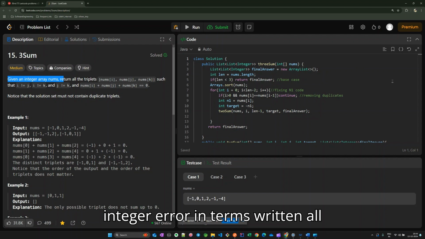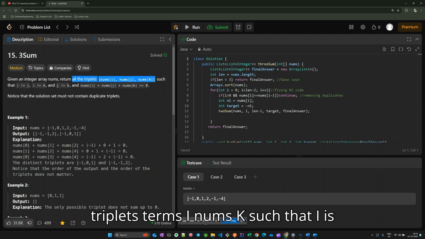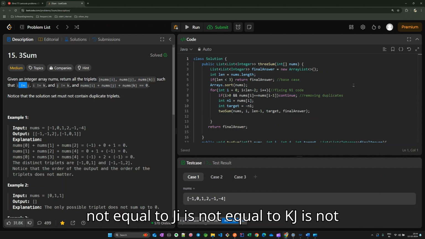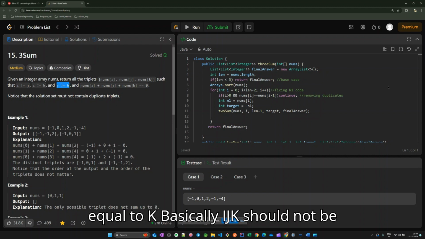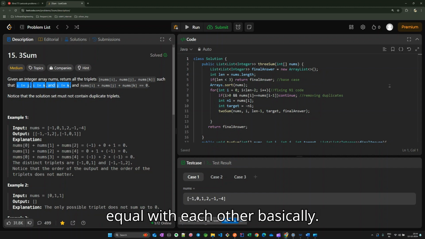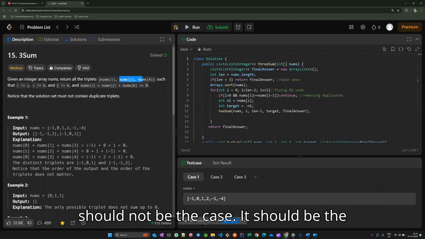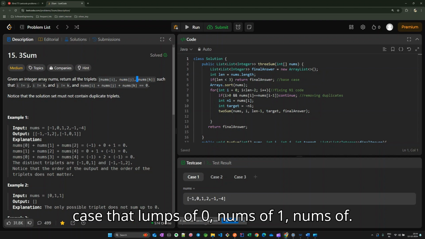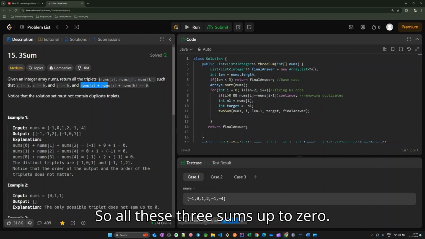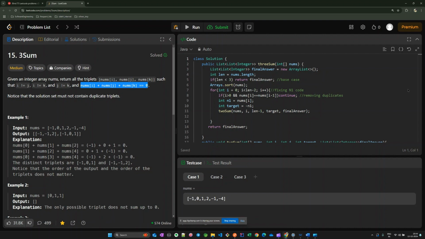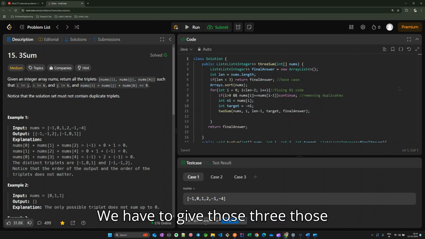Given an integer array nums, return all triplets nums[i], nums[j], nums[k] such that i is not equal to j, i is not equal to k, and j is not equal to k. Basically, i, j, k should not be equal to each other. So all these three sum up to 0, and we have to give those triplets.